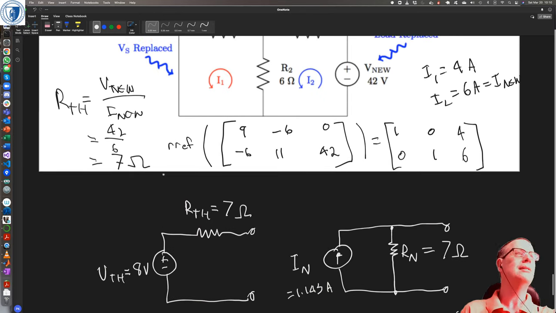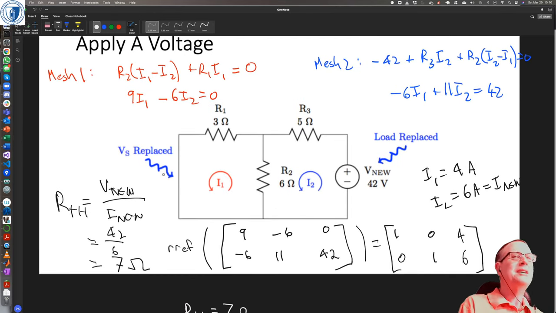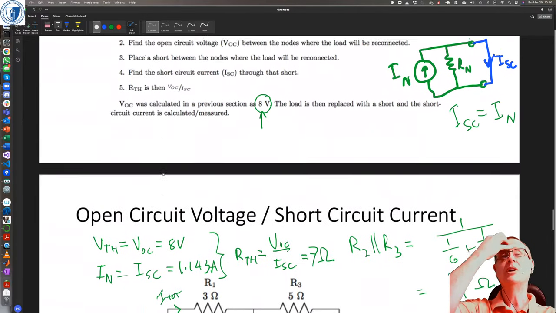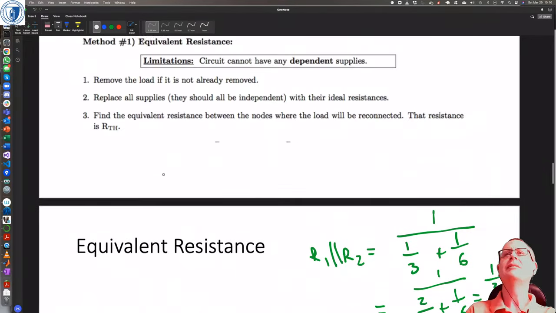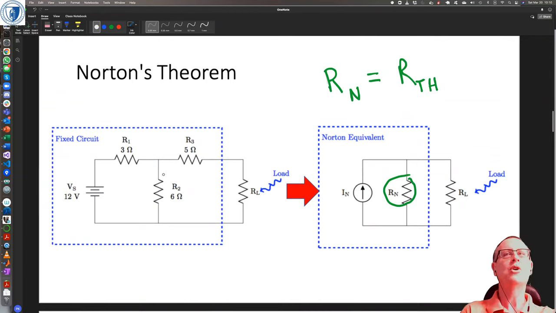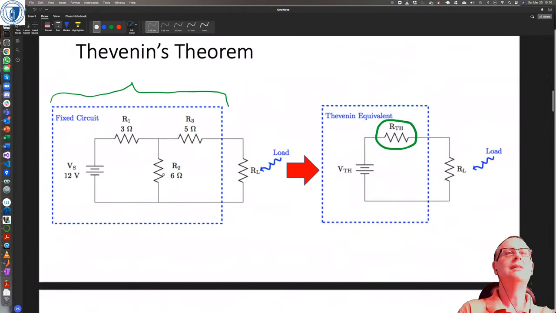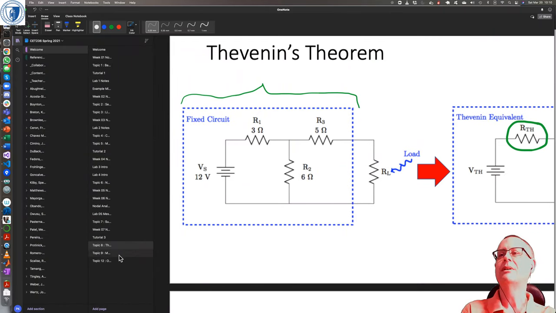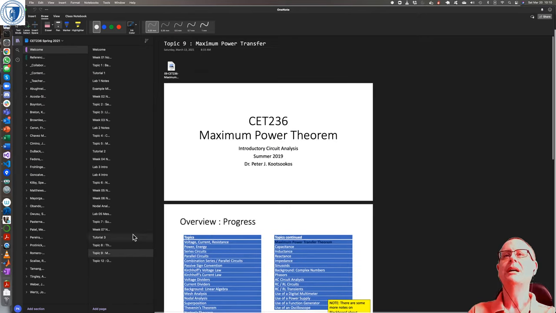Any questions so far before I talk about maximum power transfer? Does what I've just gone through seem straightforward enough? When I first came across Thevenin and Norton, I thought it was amazing, the fact that you can replace something that could be really quite complicated with a single supply and a single resistor. Okay, so let's quickly have a look at maximum power.